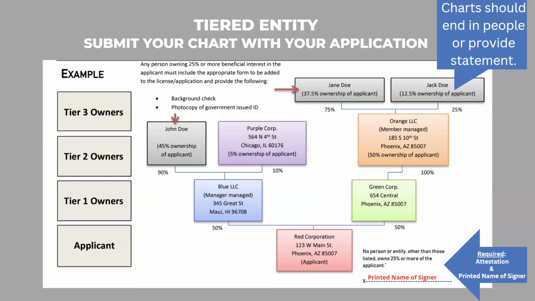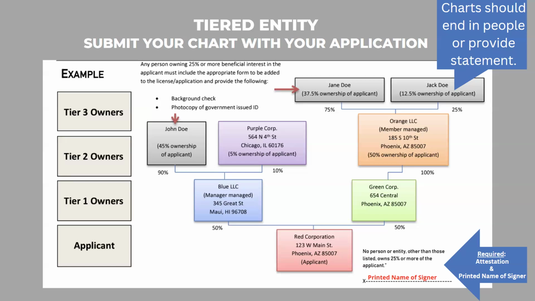If a person, they would provide their full name, contact information on the application, a copy of their ID, and a completed background check. All charts should end in a person. If it is a situation where it's employee stock owned, or owned by stockholders or shareholders, then we'll need a statement regarding the ownership for that specific top tier, stating that there are no persons or companies that own 25% or more of that top tier as well. There is an attestation and signature required by an authorized signer.